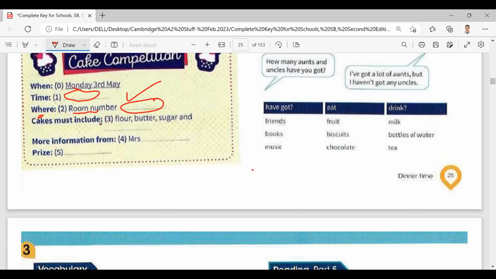Cakes must include here flour, butter, sugar, and what? So when you listen to this part, you need to focus on the ingredients that you need to make a cake. Maybe sugar, maybe some fruit, it depends. More information, you can contact Mrs. So here you need to write a name, maybe a person's name, Mrs. Hind, Mrs. Sarah, Mrs. Hala, for example, any female name. The next one, prize. For this prize, you need to focus on what type of prize: maybe a watch, some money, a laptop, a computer. It depends. Does it make sense?